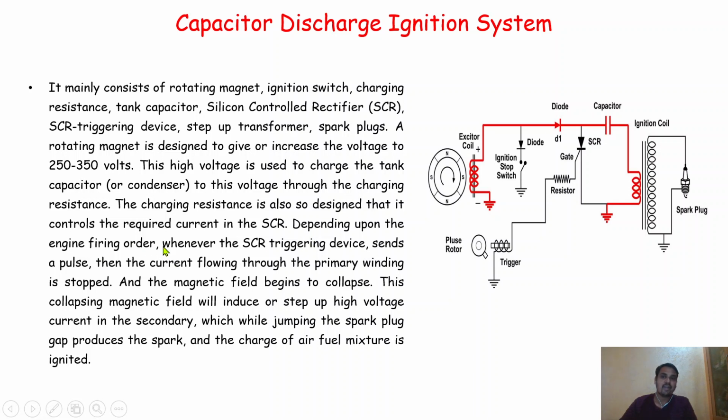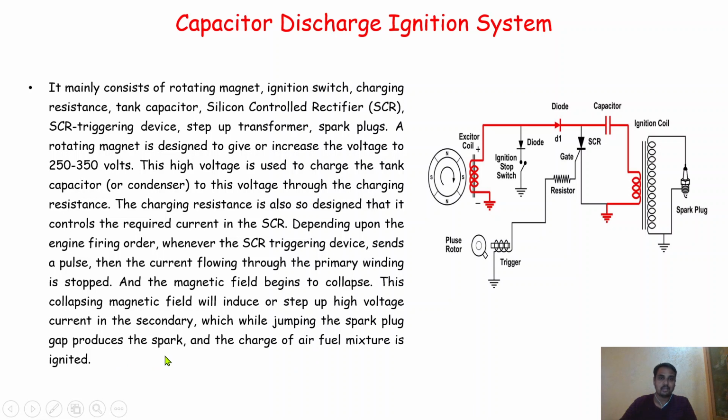Depending upon the engine firing order, whenever the SCR triggering device sends a pulse, the current flowing through the primary winding is stopped, and the magnetic field begins to collapse. This collapsing magnetic field will induce or step up a high voltage current in the secondary, which, while jumping the spark plug gap, produces the spark, and the charge of air fuel mixture is ignited.